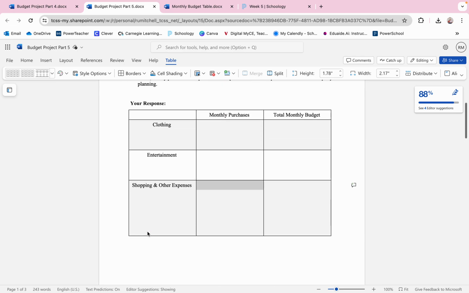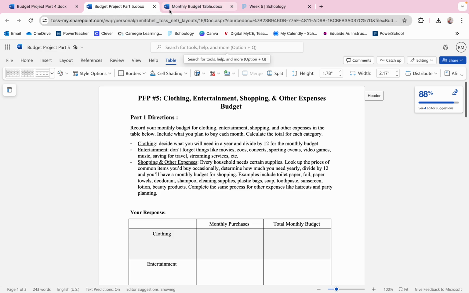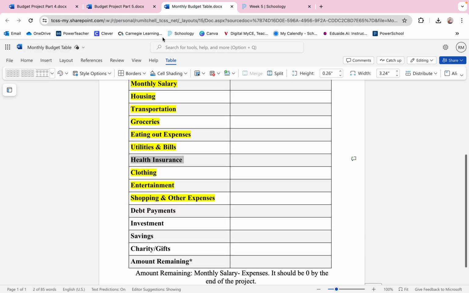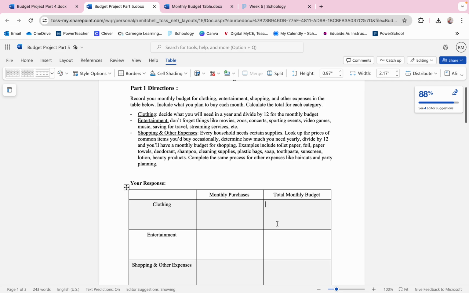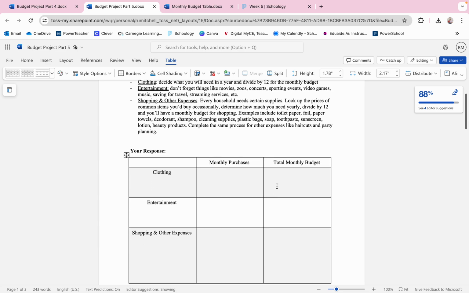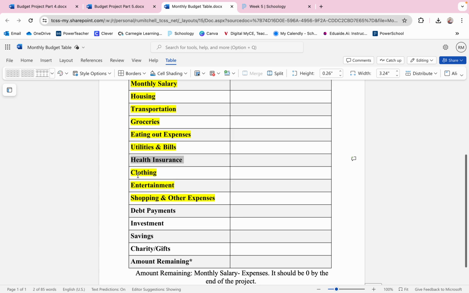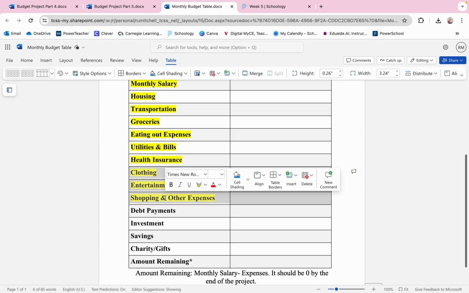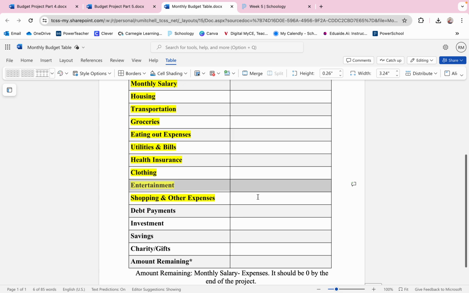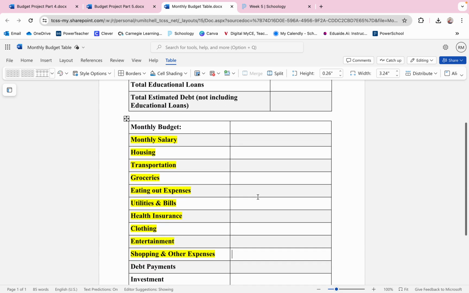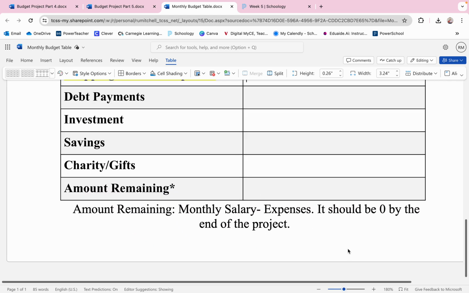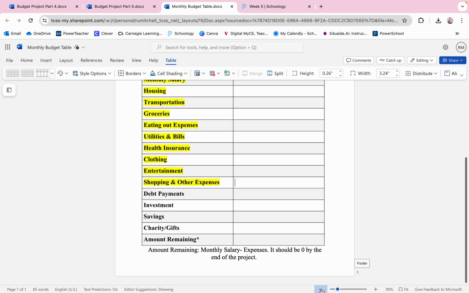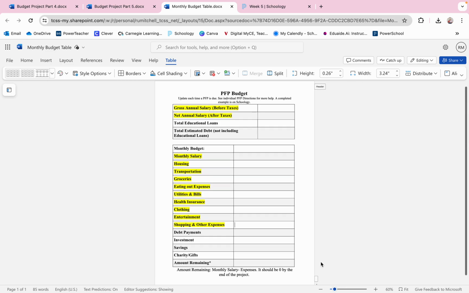That's really the only table you have to fill out for part 5. When you do your total monthly budget in this column, that's what you're going to put in your monthly budget table for those 3 categories. When you turn in your monthly budget table this month, all of the highlighted sections need to be filled out.